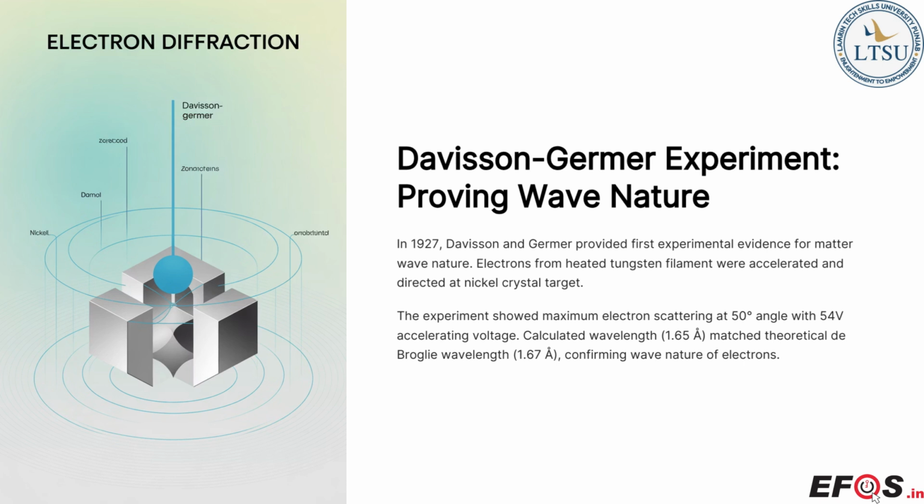The Davisson-Germer experiment in 1927 provided the first crucial experimental evidence supporting de Broglie's matter wave hypothesis. They directed a beam of electrons emitted from a heated tungsten filament onto a nickel crystal target. The result was a diffraction pattern, which is a characteristic of waves. Specifically, they measured maximum electron scattering at a 50-degree angle with a 54 V accelerating voltage. The wavelength they calculated from the diffraction pattern, 1.65 Å, almost perfectly matched the theoretical de Broglie wavelength, 1.67 Å, conclusively confirming the wave nature of electrons.